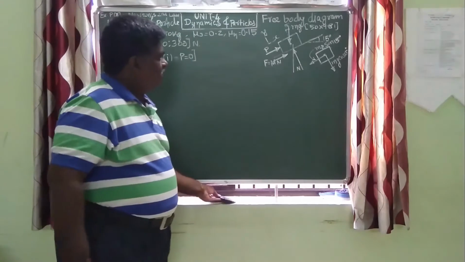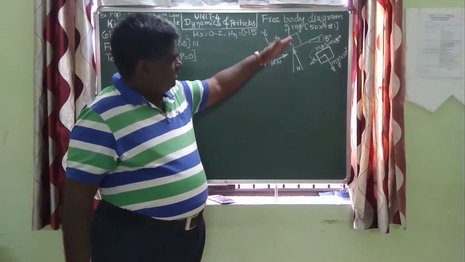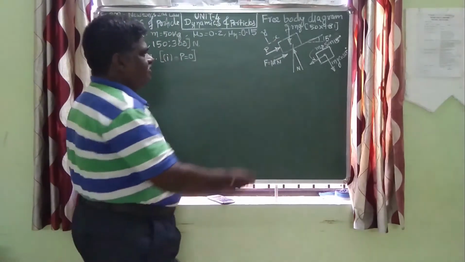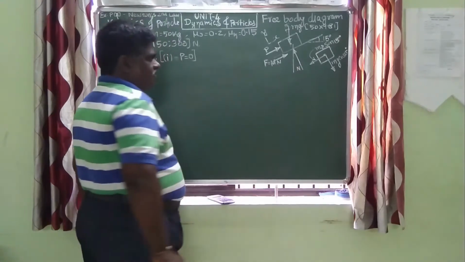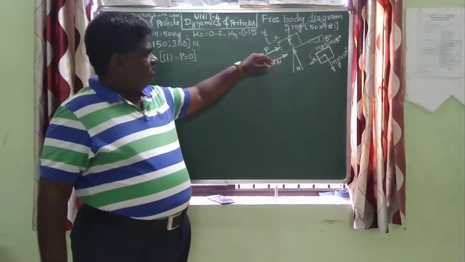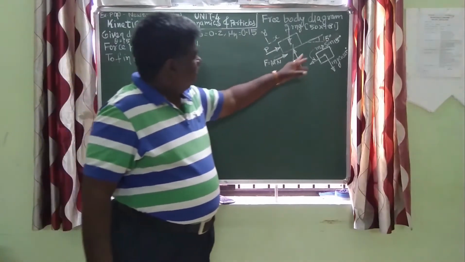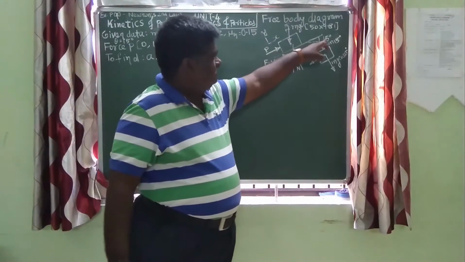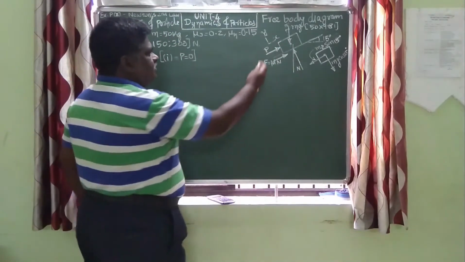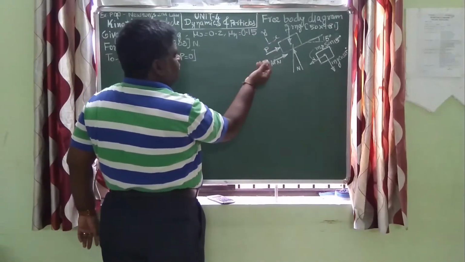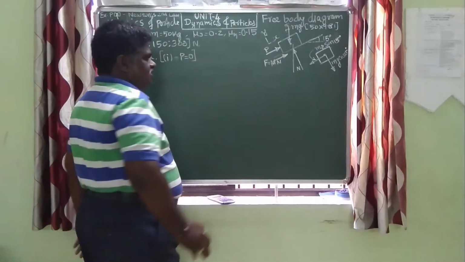Then the friction force acting between the block and the inclined surface, that is F, coefficient of friction into reaction force. The P will indicate the external force acting on the block. Then the inclination angle is 15 degree. We have to draw inclined axes, the x and y axes along the incline.